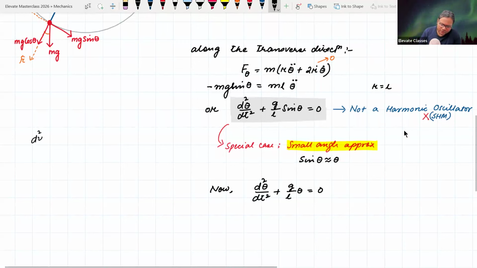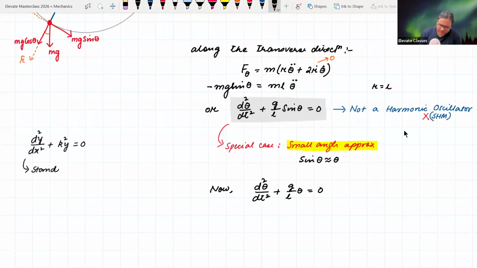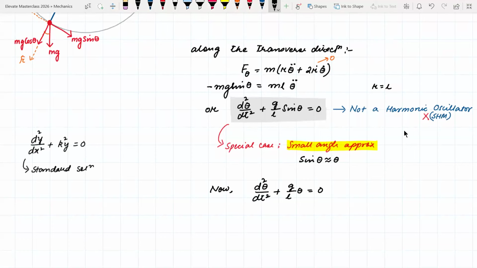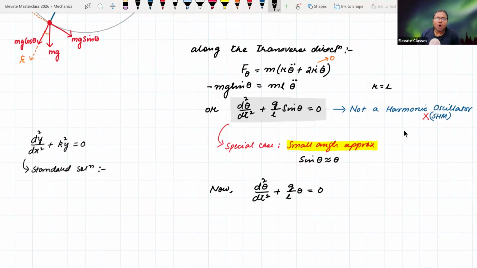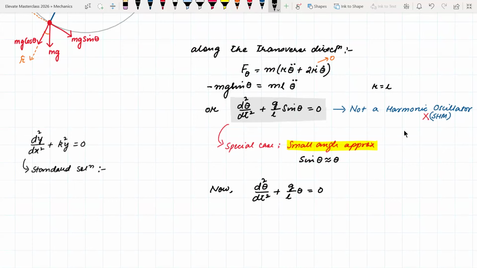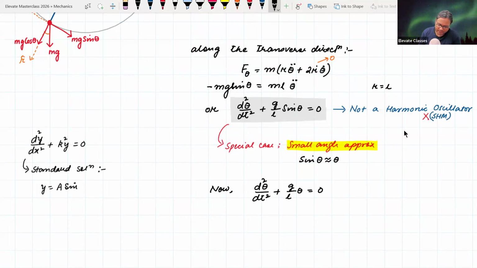You have studied mathematical physics. Do you know the standard solution of an equation like d2y upon dx2 plus k square y is equal to 0? Yes, sir. A e to the power i k x plus b e to the power minus i k x. That is a complex solution, the general solution. Or y is equal to a sin kx plus b cos kx. This is a standard solution, yes?